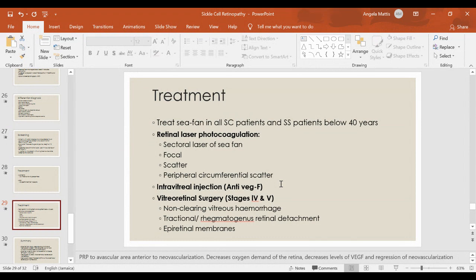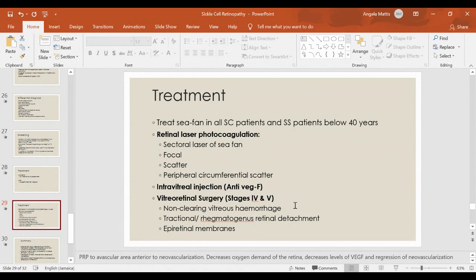So when we do PRP, what we're doing is decreasing the oxygen demand of the retina because we're ablating the abnormal areas. We're ablating the areas where you have the CFAN so that the new vessels can regress. And also, our Avastin or other agents will cause regression of the new vessels. And surgically, we want to do surgery for a non-clearing vitreous hemorrhage.